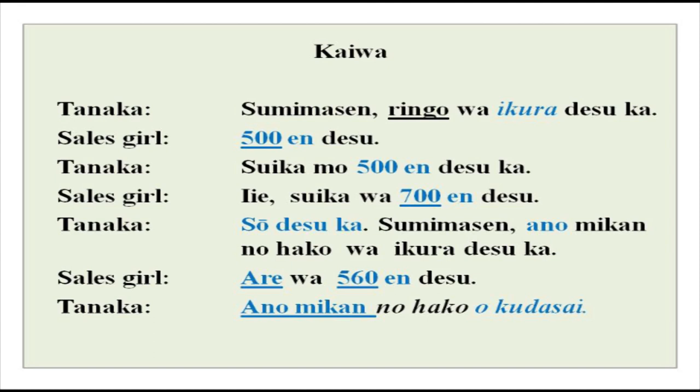So well, the conversation is between two people, Tanaka-san and a sales girl. Now, from this you can make out that this is a shop and it is a vegetable store. So, Tanaka-san has gone to buy some vegetables at this store and he is going to ask the price of all these different vegetables and fruits. I will read it out first to you and then explain everything.